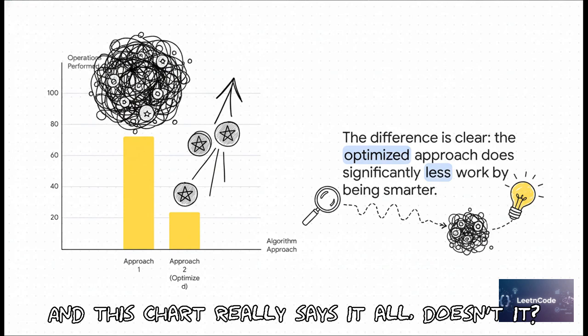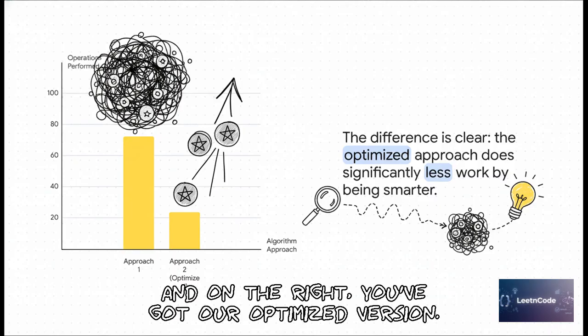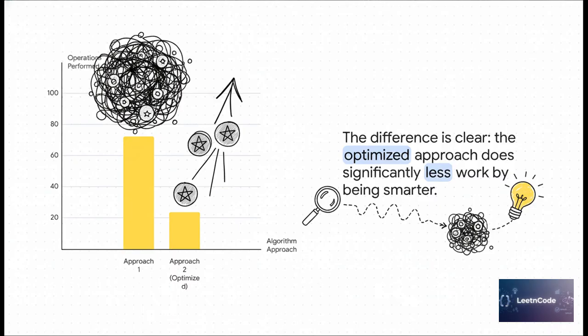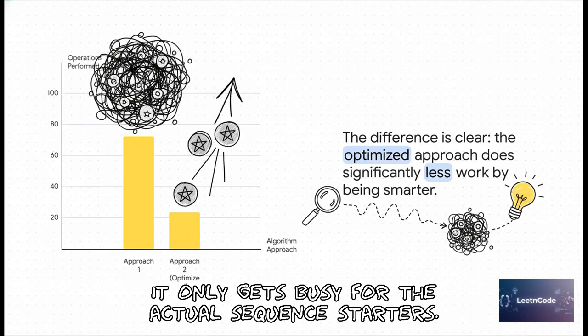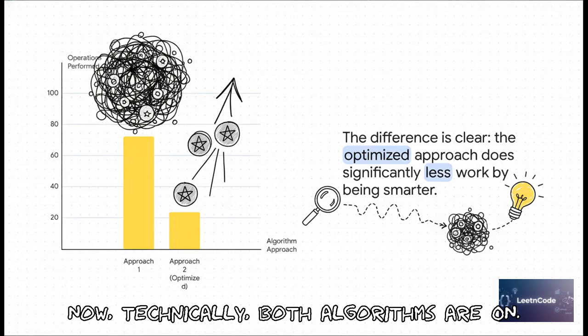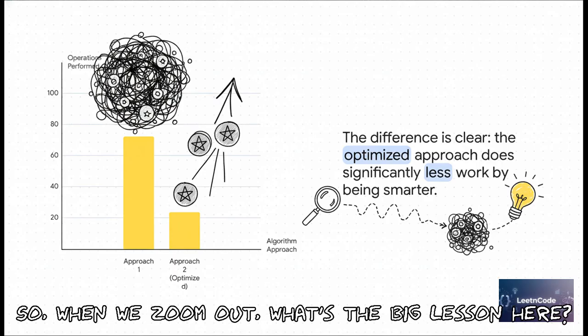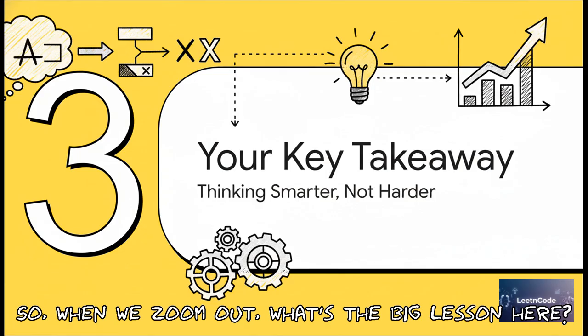And this chart really says it all, doesn't it? On the left, you've got our first approach, doing a bunch of work, checking all the numbers. And on the right, you've got our optimized version. Look how much less work it's doing. It only gets busy for the actual sequence starters. Now, technically, both algorithms are O(n), but in the real world, the second one is just so much leaner and faster. So when we zoom out, what's the big lesson here?